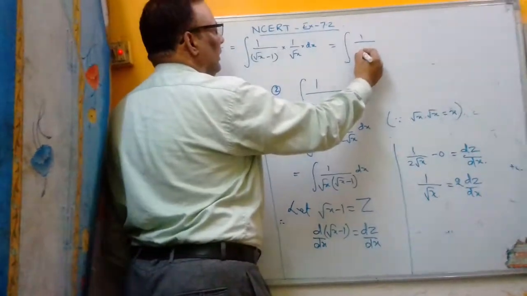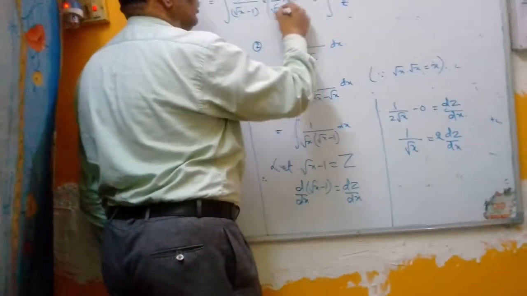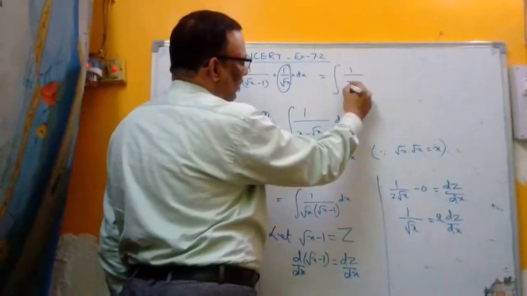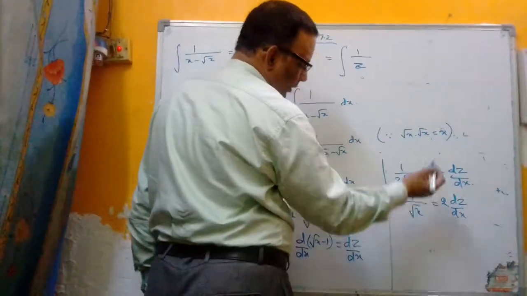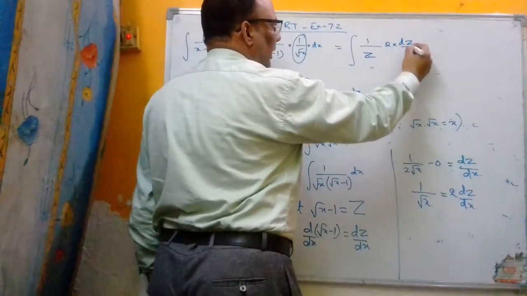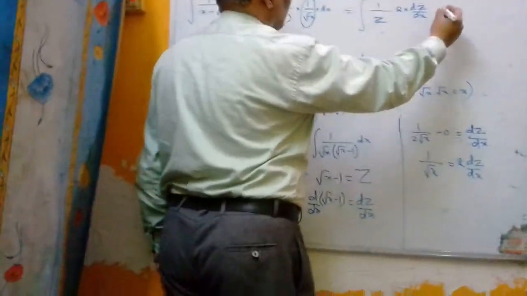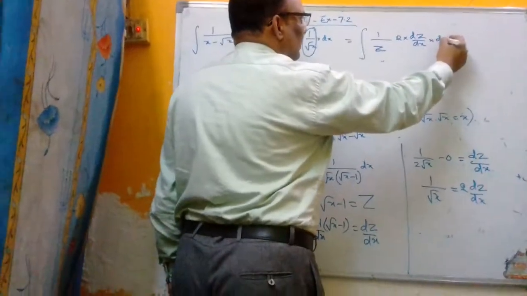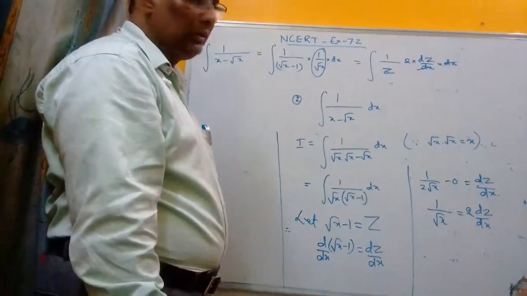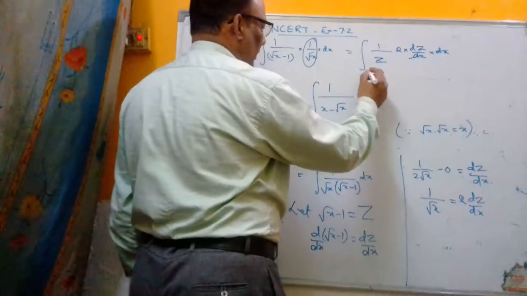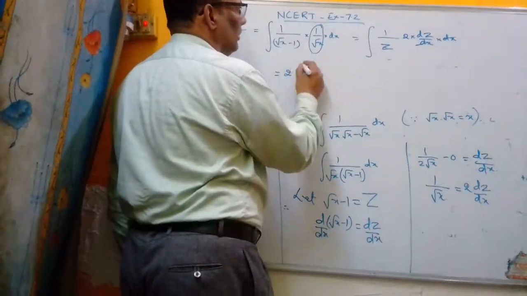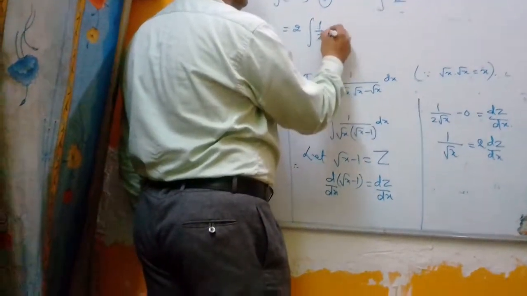So 1 by t, and this is equal to what? This is not t, it is 1 by z, and 1 by root x is equal to twice into dz by dx into dx. So dx cancel. Clear? Now 2 outside 1 by z dz.